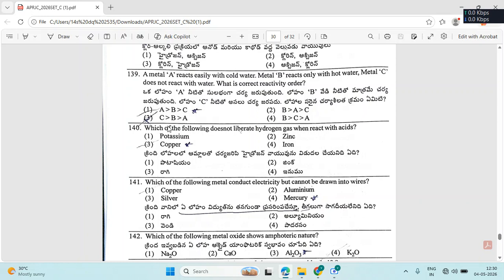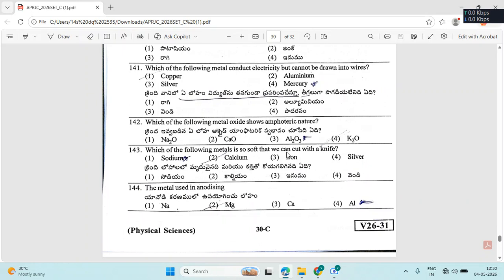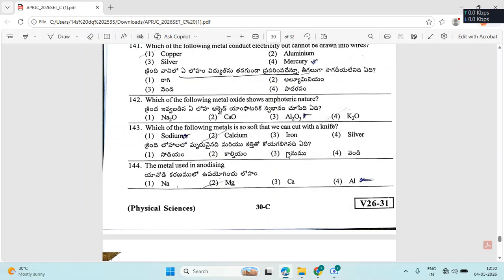Which of the following does not liberate hydrogen gas when reacted with acids? Potassium, zinc, copper, iron. The correct option is third and the answer is copper. Which of the following metals conduct electricity but cannot be drawn into wires? Copper, aluminium, silver, mercury. Option 4 is correct and the answer is mercury.